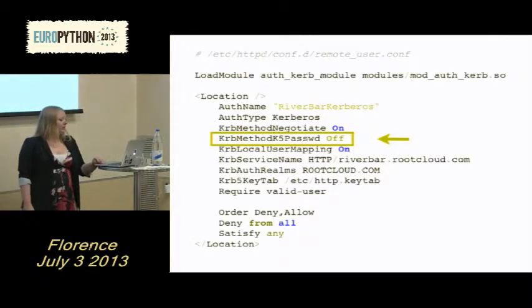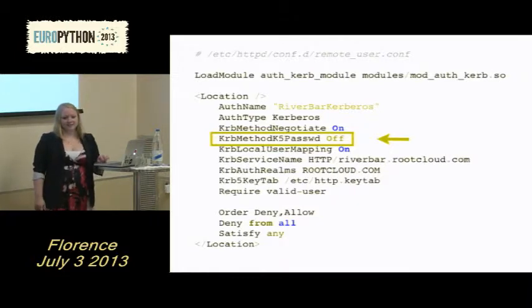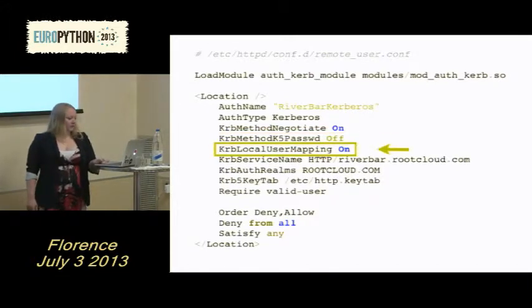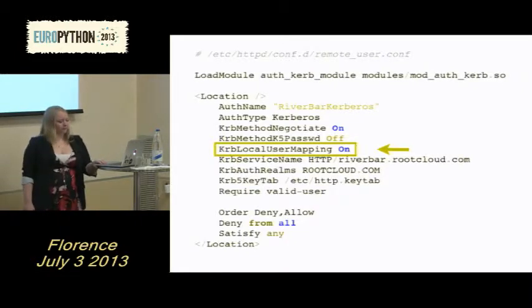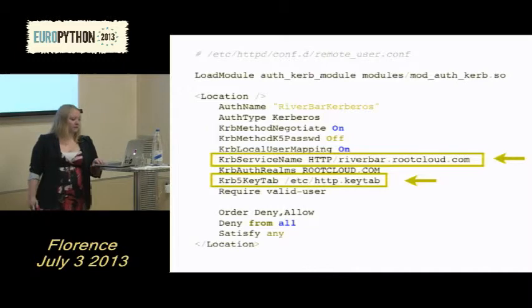And so back to the example configuration. If you turn this off, the Kerb method password off, that means that only folks with a valid ticket can access the service. But if you keep it on and they don't have a valid ticket, then they can authenticate over basic. All right, and then earlier I mentioned that the Kerb local user mapping is on, therefore Apache will take care of stripping of the realm. And then we have our service name that is enrolled in Kerberos. HTTP that prefaces the root cloud is the type of service. For instance, you could have DNS or LDAP as a service as well. And then our keytab, which is just the location where we put our keytab.